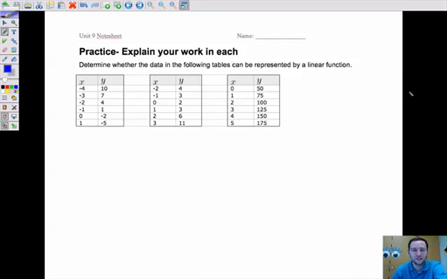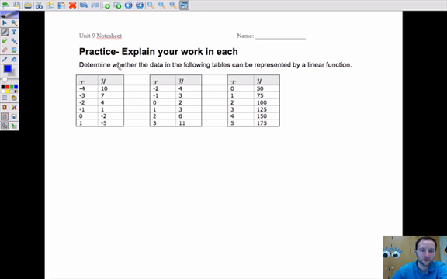All right, this video is going to focus on comparing tables. And we are going to compare the three types of functions that we know: linear, quadratic, and exponential. We are going to look at tables of each one and see what each one kind of does, what each one looks like, and maybe some defining characteristics of each one.